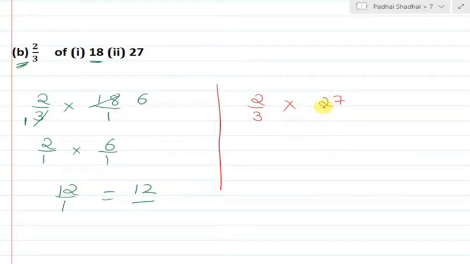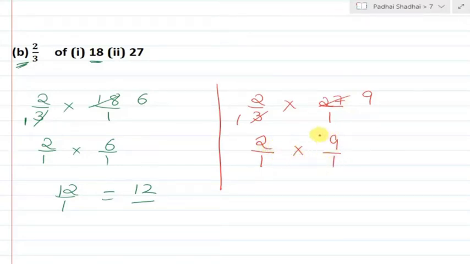Again we can cut out here also, beta. 27 by 3, so yes, we can cut 3. 9 threes are 27. So here 2 by 1 is left for the first fraction and 9 by 1 for the second fraction. Okay, so let us see. We will put the values 2 by 1 into 9 by 1. Okay, now let us multiply.